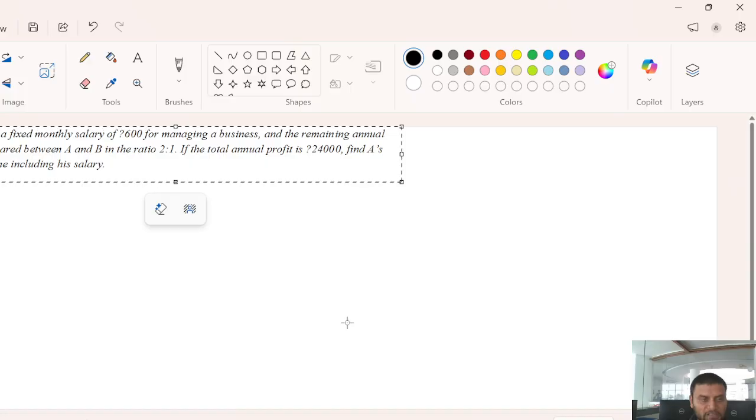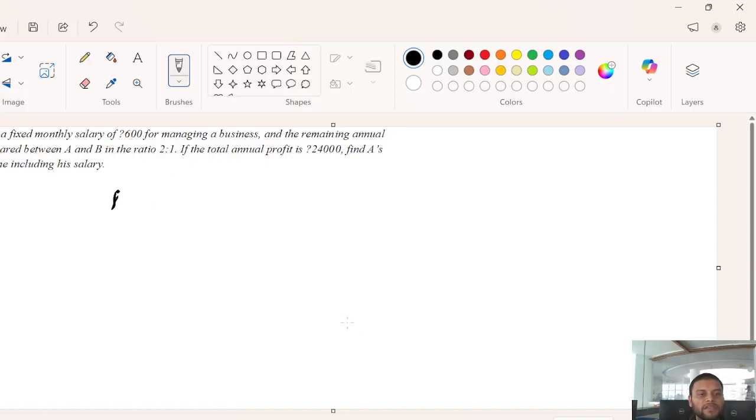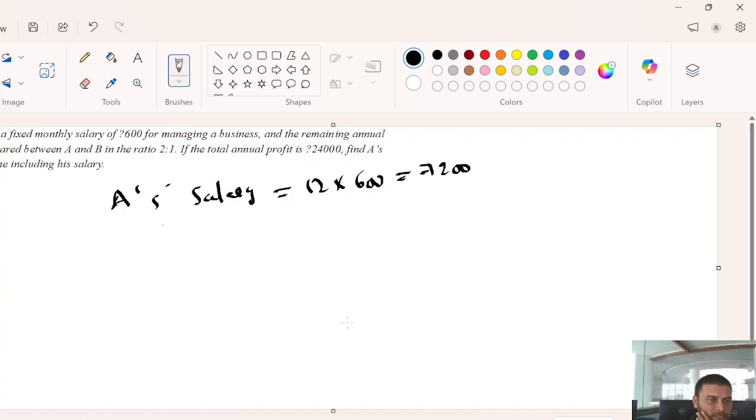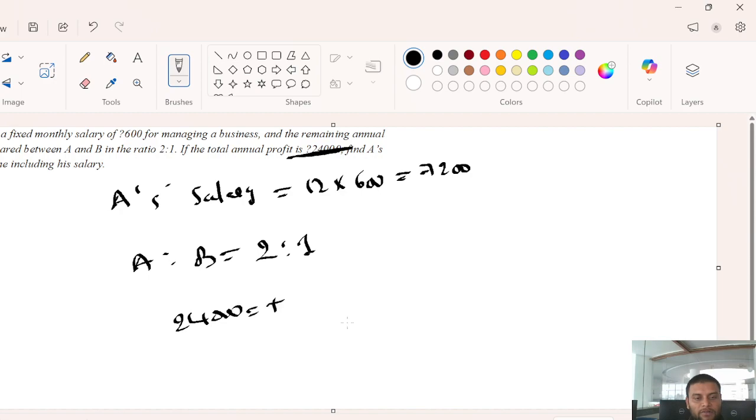My dear friends, this question says A receives a fixed monthly salary of 600 rupees. So A's salary will be 12 into 600, 7,200, and manage the business, and the remaining annual profit is shared between A and B in the ratio. Clearly they have given A is to B profit sharing ratio is 2 is to 1. If the total annual profit is 24,000, so 24,000 is the total profit, guys.